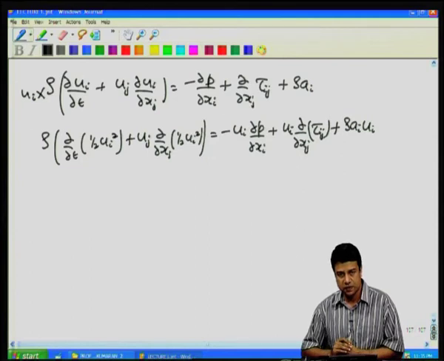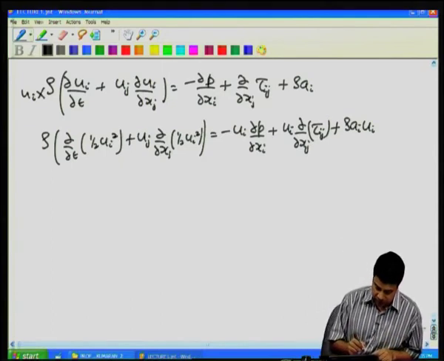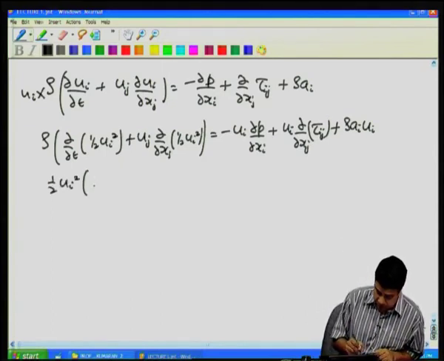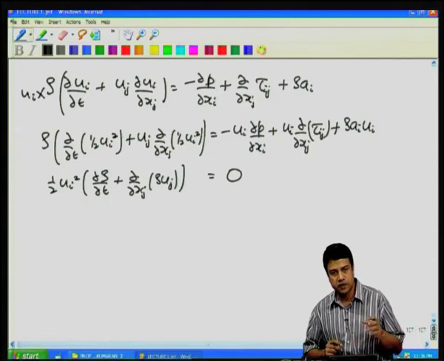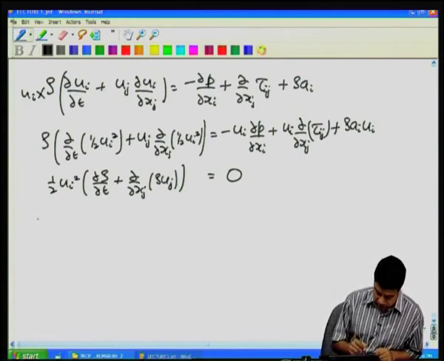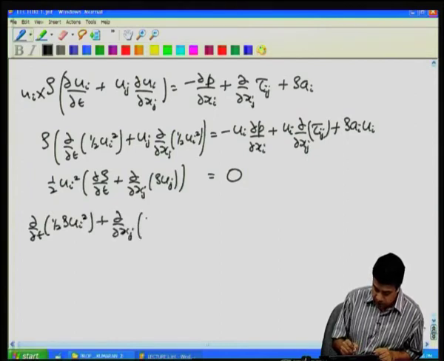I can convert this into a more transparent form by just adding half u I square times the mass conservation equation. So, if I take half u I square times partial rho by partial t plus partial by partial x j of rho u j equal to 0. Mass conservation equation itself is 0, so if I multiply it by half u square, I will still get 0. Add up these two, and what you get is partial by partial t of half rho u I square plus partial by partial x j of half rho u I square u j.